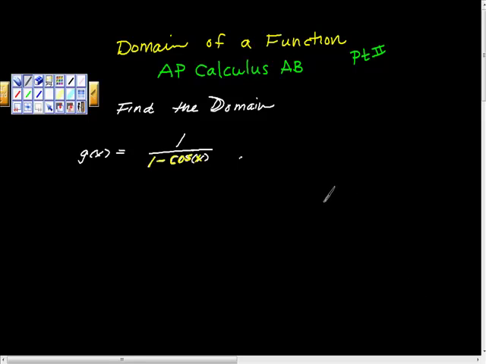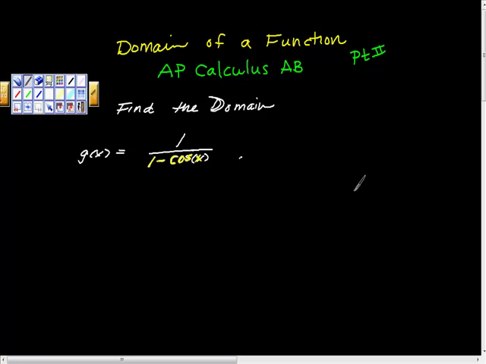So I'm doing a part 2 of this video on the domain of a function. The reason I'm doing that is because I want to go through a couple of trig functions. I also want to remind you that you're most likely to see something like this on the multiple choice section of the AP Calculus A/B exam. So let's look at this.